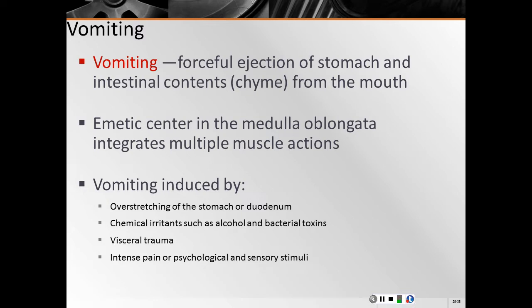Alright, so let's deal with vomiting. What is vomiting? Vomiting is basically the forceful ejection of stomach and intestinal contents, also called chyme, from the stomach. It occurs when the abdominal contractions and raising of the thoracic pressure force the upper esophageal sphincter open and the esophagus and the body of stomach to relax. And of course the chyme is then driven out of the stomach and mouth by a strong abdominal contraction along with reverse peristalsis.